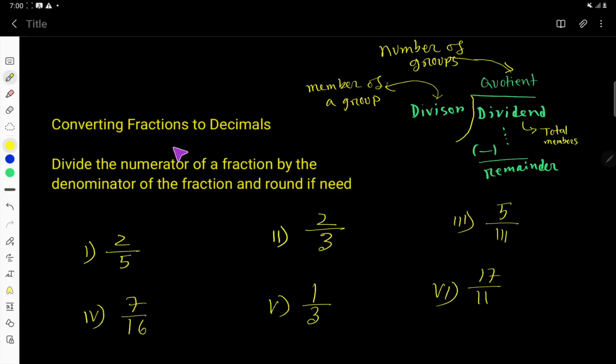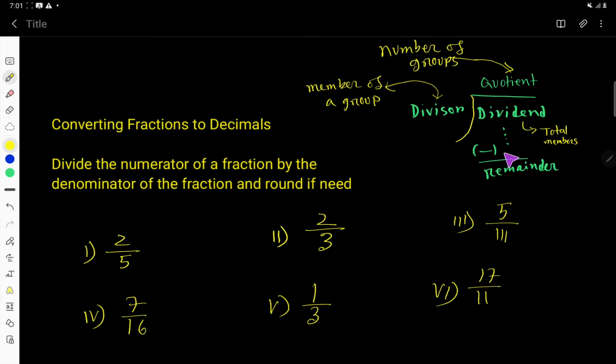In this video, you learn how to convert a fraction to a decimal. Actually, I will convert many fractions to decimals, and the rule is you have to divide the numerator of the fraction by the denominator of the fraction, and sometimes you need to round if needed.